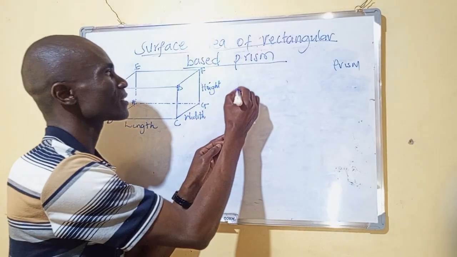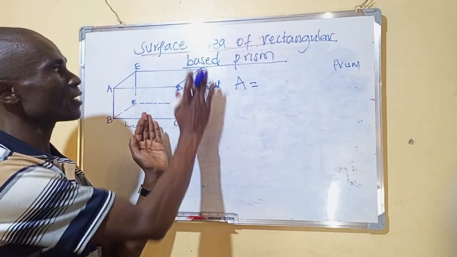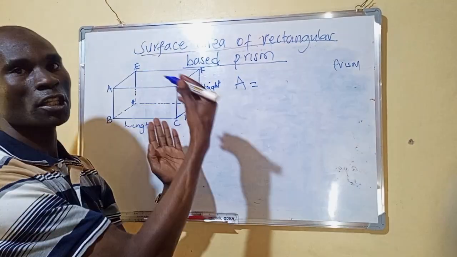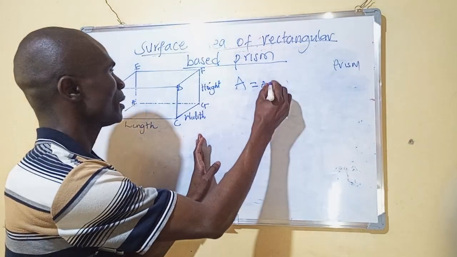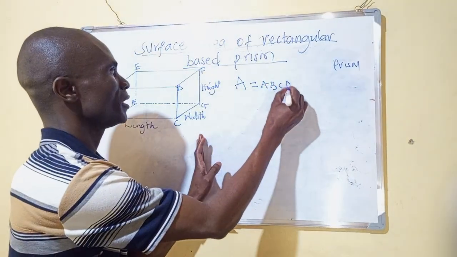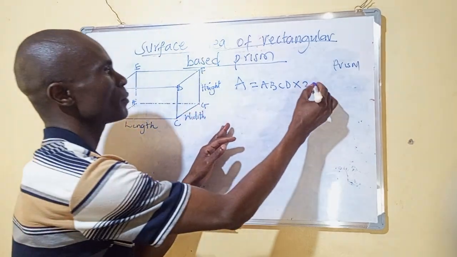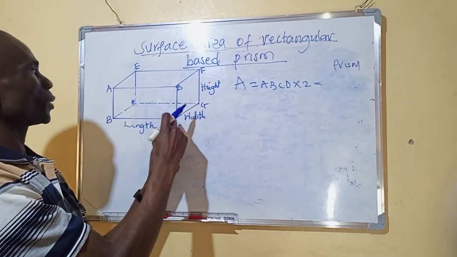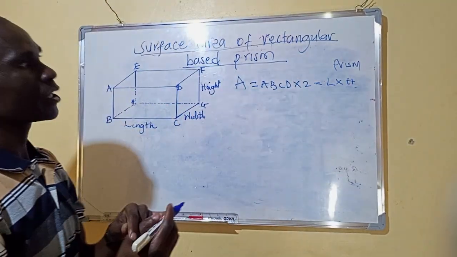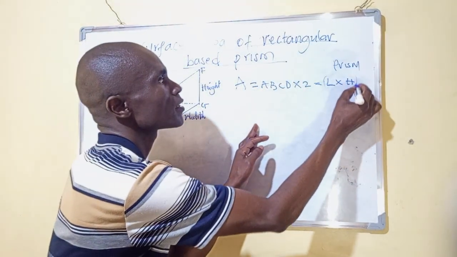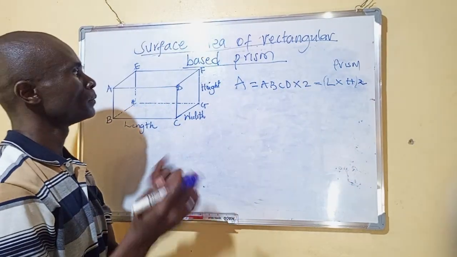So for us to get its area, guys, it's quite simple. Let's begin with the front one, A, B, C, D. We multiply it twice, because there are two of them, and its area is simply length multiplied by the height. So this will give us length times height, twice. We double it, and we shall get the area.